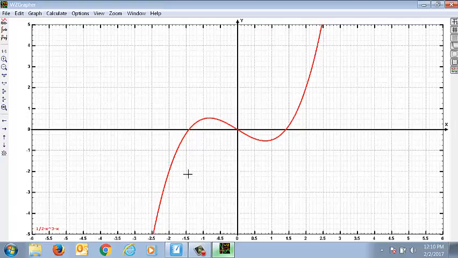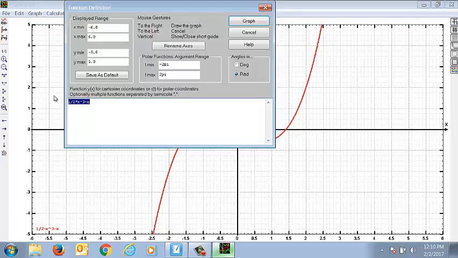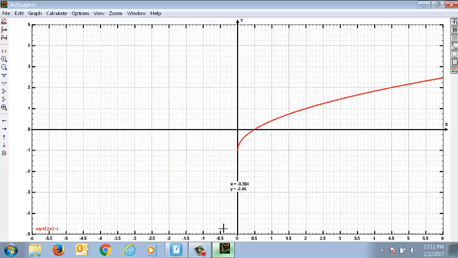Square root of 2x minus 1. So the function square root of 2x minus 1. I'm going to graph it, and there it is. And we can see that the x-intercept's at 1/2. The domain is all positive real numbers.